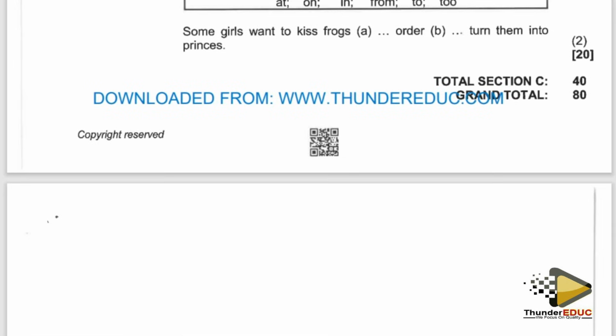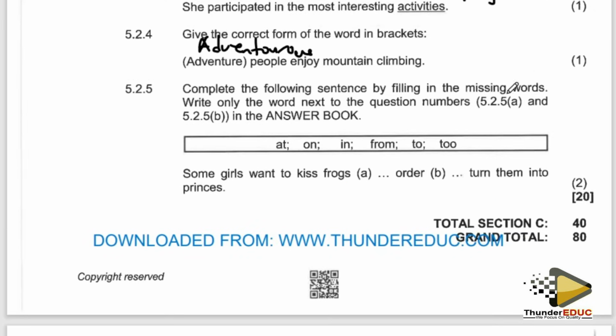Complete the following sentence by filling in the missing words. The instruction is clear, right? Only the word next to the question numbers. They even specified 5.2.5a, 5.2.5b in the answer book. Right. Some girls want to kiss frogs in order to turn them into princesses. Right. So which means we are taking in here. It's in order to turn them into princesses.